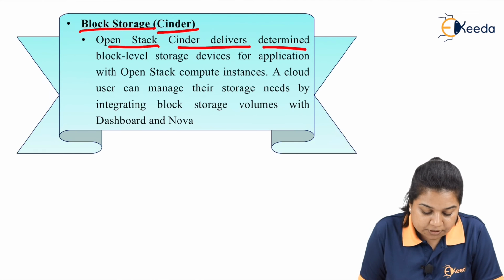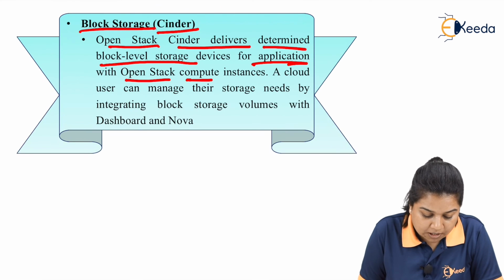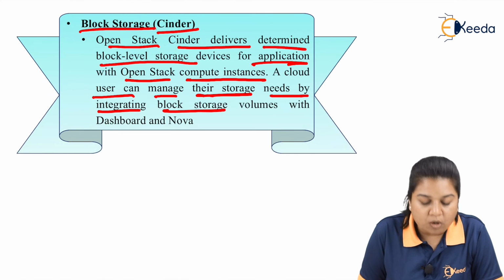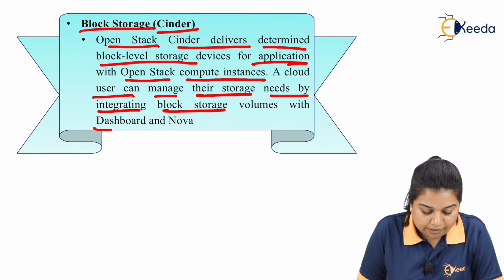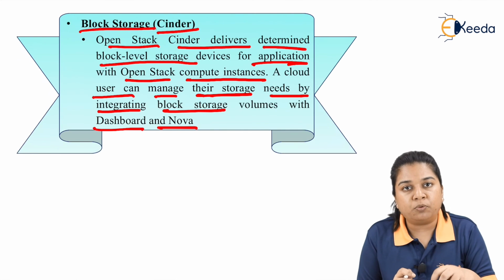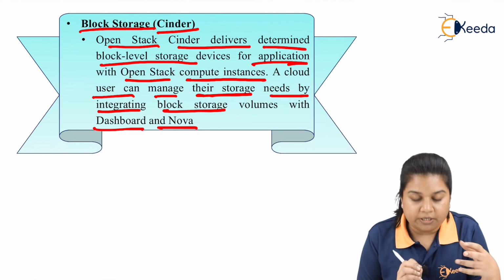OpenStack Cinder delivers persistent block storage or block level storage devices for applications with OpenStack compute instances. A cloud user can manage their storage needs by integrating block storage volumes with the dashboard and Nova. As we all know, what does the dashboard provide? User interface. What does Nova provide? Compute functions or computational functions in the cloud architecture.